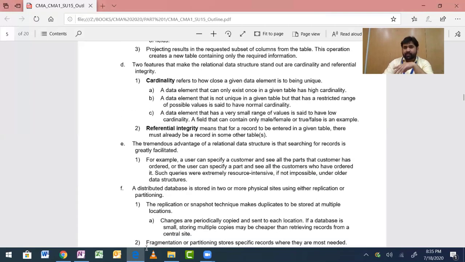Referential integrity means that for a record to be entered in a given table, there must already be a record in some other table. Fine. Referential integrity, the number that you are putting, see, if you are typing in the number, maybe you can make some typing error. All right. So if you are putting a reference of some other cell or from some other table, that is referential integrity. There the number has been checked, so we are expecting that the numbers are not getting mixed up in between.